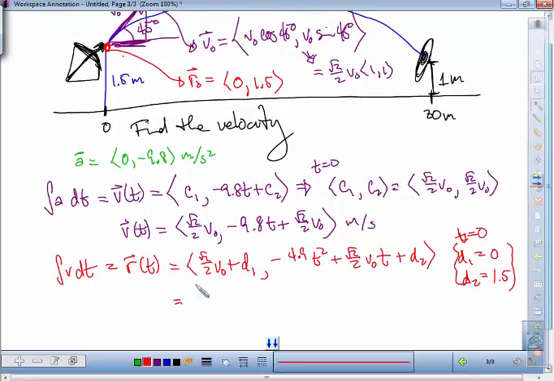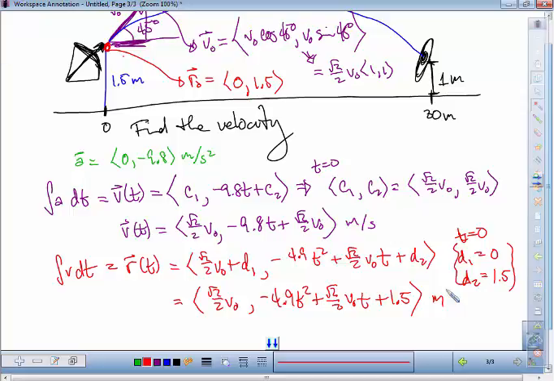So that will give us our real position. That's root 2 over 2 v naught plus 0, comma, negative 4.9 t squared plus root 2 over 2 v naught t plus 1.5. And we're doing this in meters, so that would be our units.